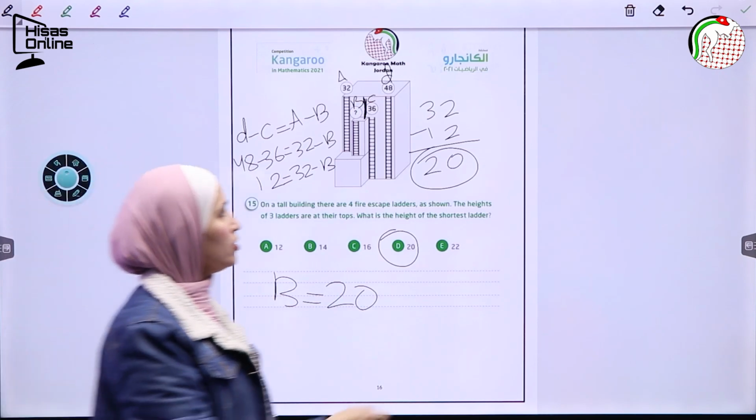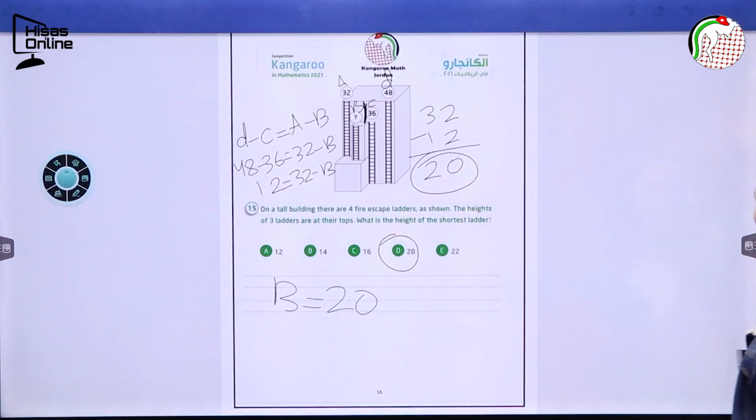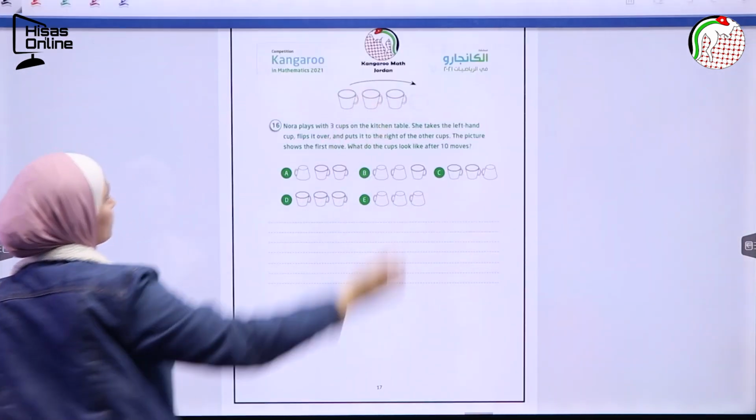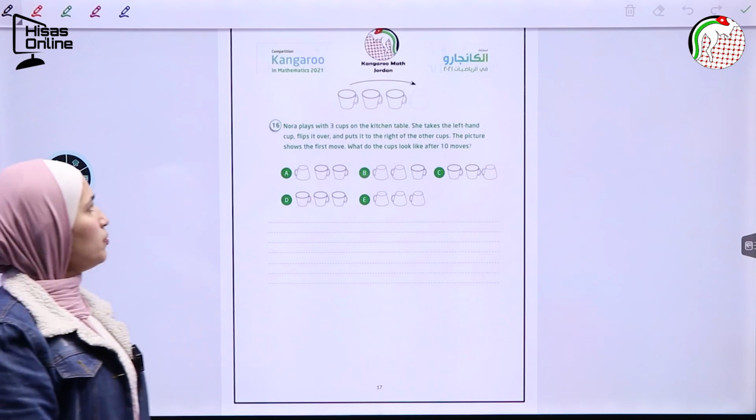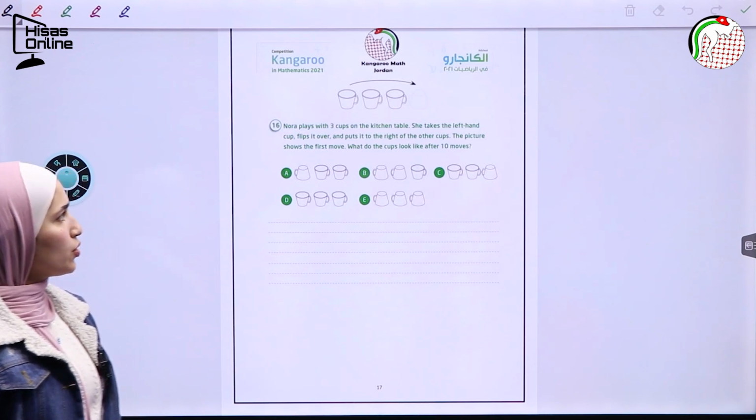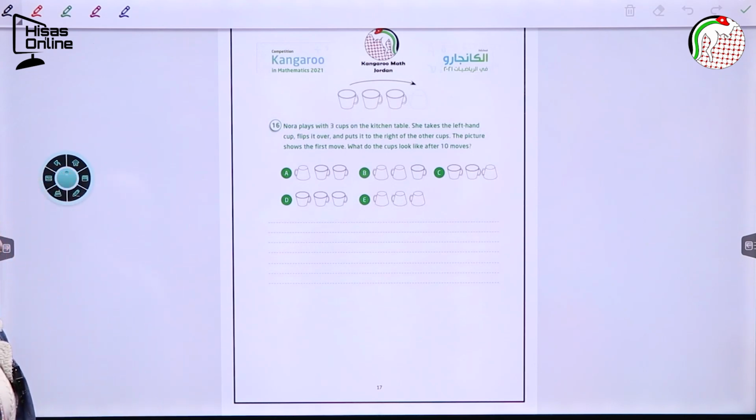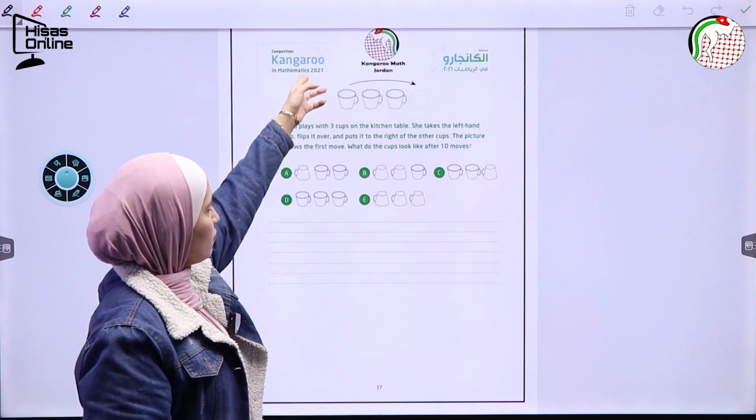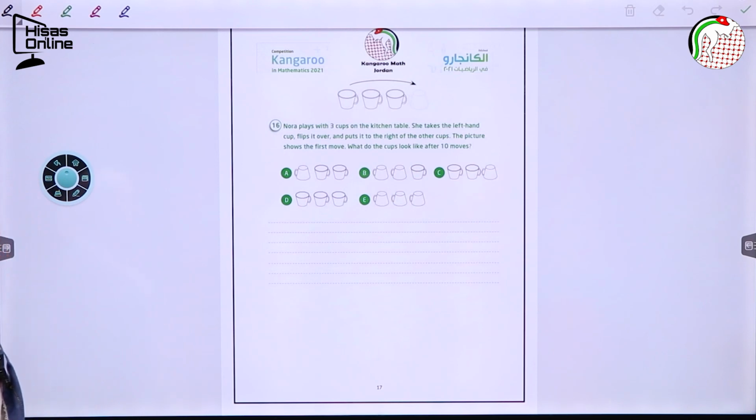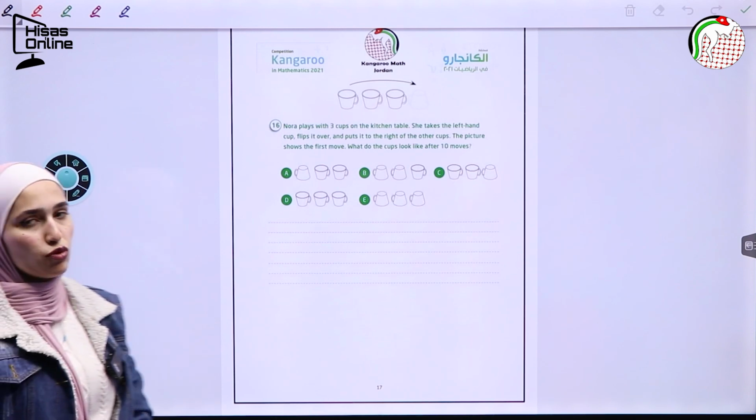Now, question number 16. Okay. Nora plays with the 3 cups on the kitchen table. She takes the left-hand cup, flips it over, and puts it to the right of the other cups, as you see. Take the cup, flip it, and put it on the right side of the cups. Okay, the picture shows the first move. What do the cups look like after 10 moves?